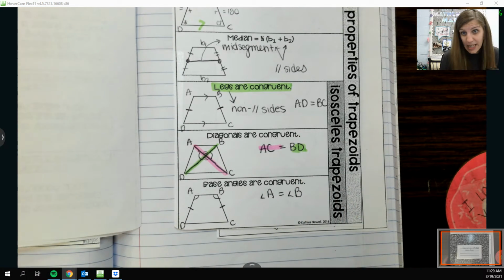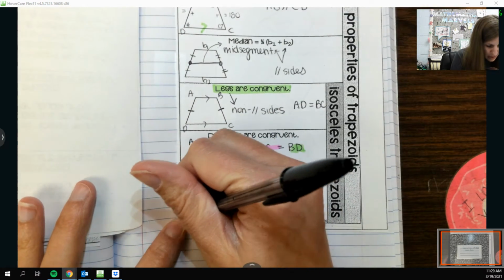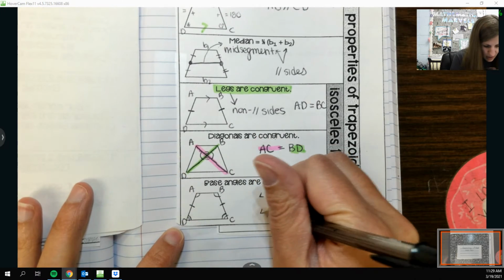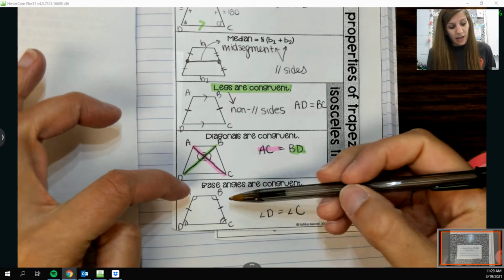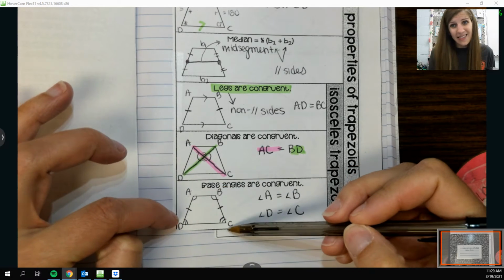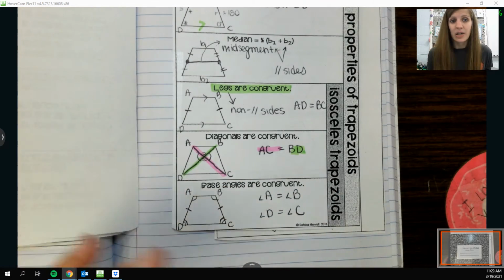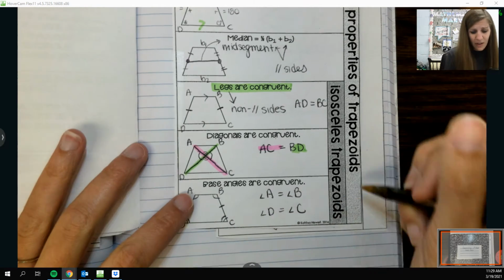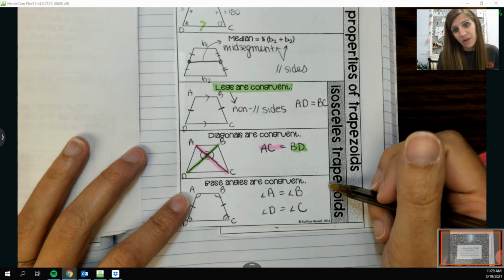And the other base angles are equal to each other, but not necessarily the same as the first, because if all the angles were the same, then I would just be a rectangle. And so angle D is the same as angle C. Now, what I could do with A and D and B and C is add those up to equal 180, because it is still between parallel lines and they are same-side interior angles. But that's another fun fact.